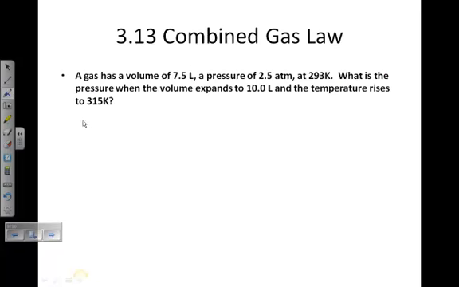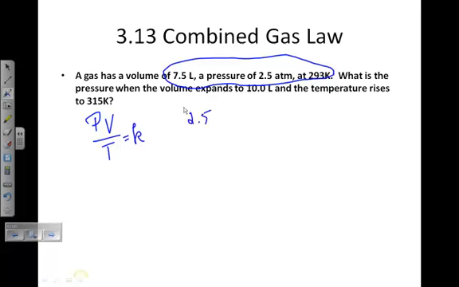For combined gas law, we have to remember that the relationship is P times V over T is equal to a constant. So we can go ahead and solve for a constant using the initial information. So P is 2.5, V is 7.5, and T is 293. That constant works out to be 0.064.